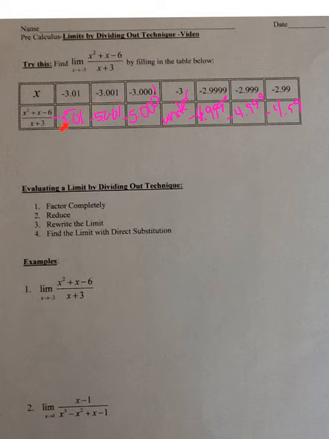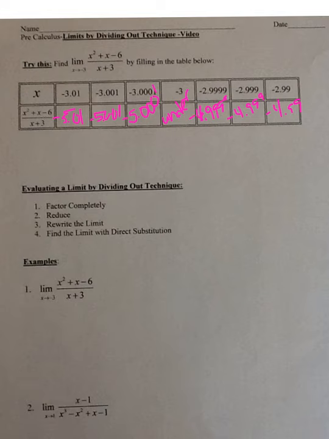And my y values are getting closer and closer and closer to -5. And coming in from the right side of -3, as my x's are getting closer and closer to -3, my y values are getting closer and closer to -5. So my limit as x approaches -3 is -5. However, when I do a direct substitution, if I plug in -3 into the denominator, you will see we will get a 0. That's why it's undefined. But obviously there's a limit, because as x approaches -3, my y approaches -5.